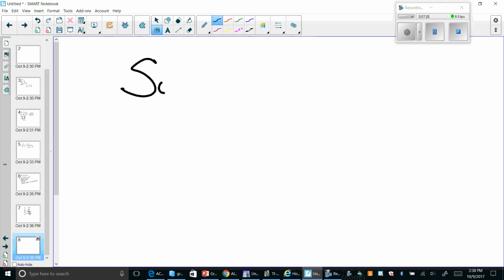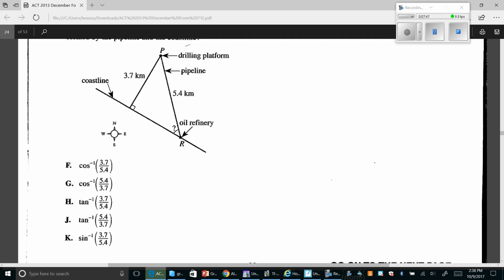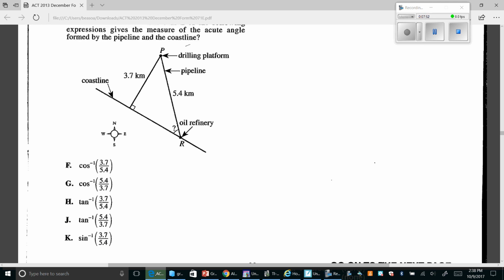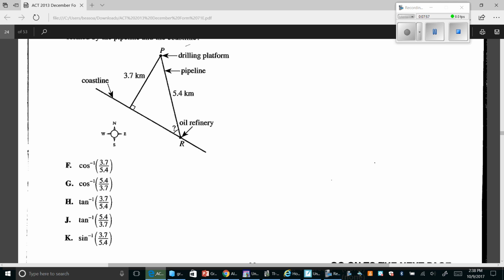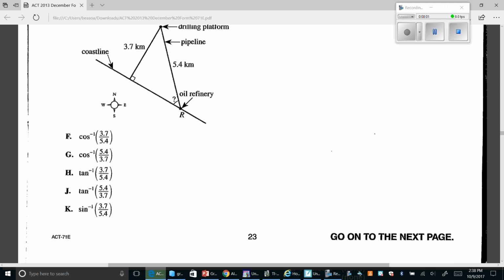If you remember, the sine is the opposite over the hypotenuse, the cosine is the adjacent over the hypotenuse, and the tangent is the opposite over the adjacent. So the one that uses the opposite and the hypotenuse is the sine. So if I'm looking for the angle, the sine of the angle is 3.7, that's the opposite, over 5.4, that's the hypotenuse. So my answer here, to find the angle, I'd want the inverse sine of 3.7 over 5.4 to find that angle.